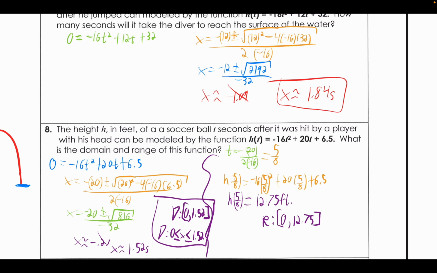And the other way to write the range could be 0 is less than or equal to h, and I should put t on my range, whoopsie daisy, is less than or equal to 12.75. And either way you express the range between those two options, and either way you express the domain between these two options, once I fix this to be a t there, is perfectly fine.